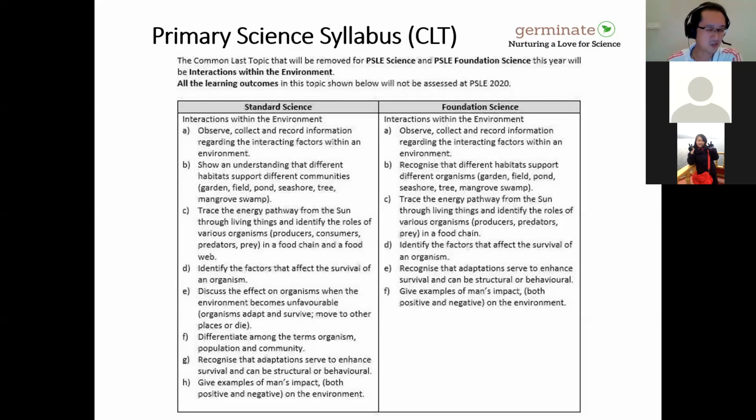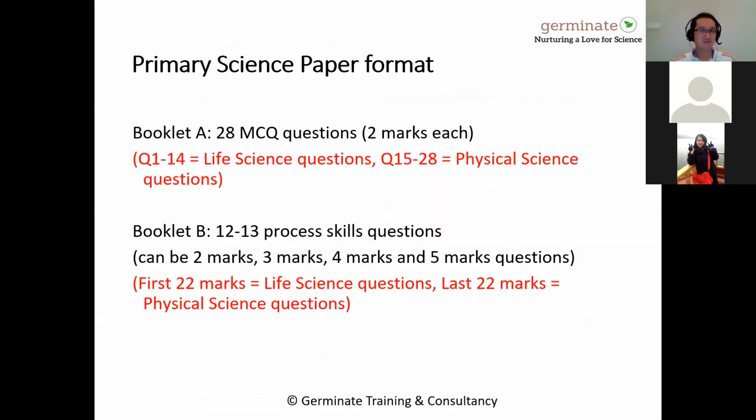Okay, so next one. Over here we have the PSLE paper format. Just in case some of you don't know, because no matter how many times I go through parents' workshops with different groups of parents, I will always hear some parents who do not know that the PSLE paper is set this way.